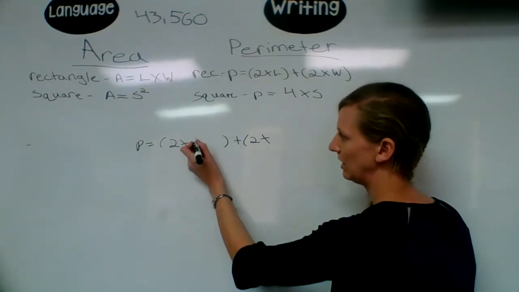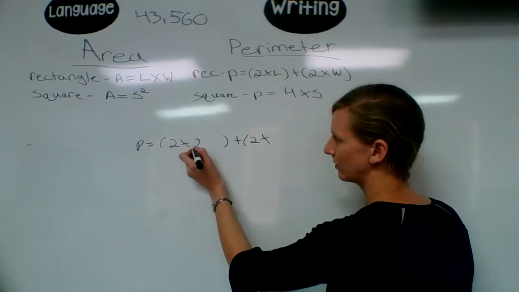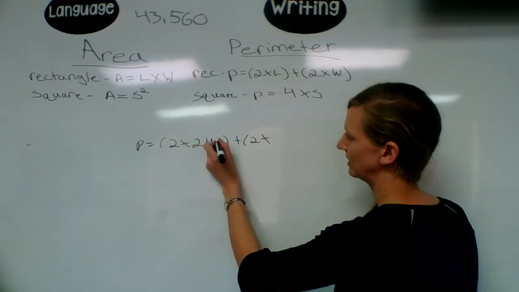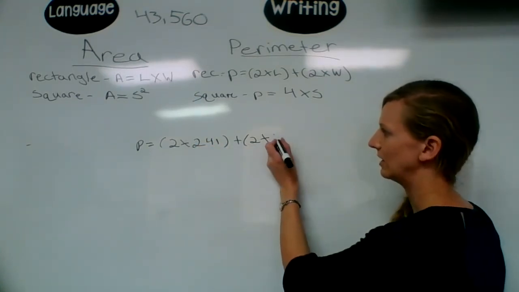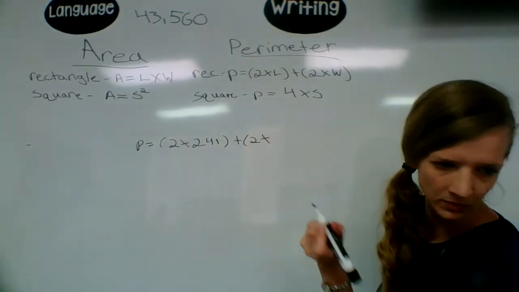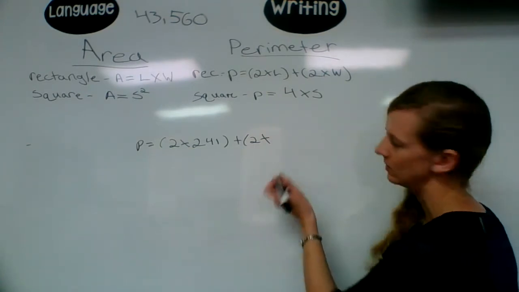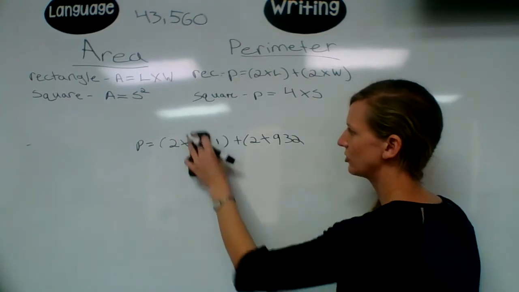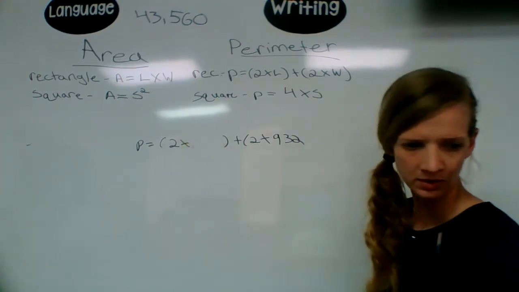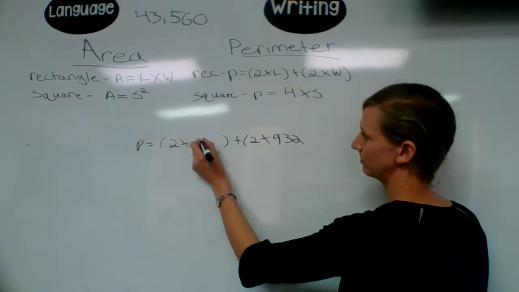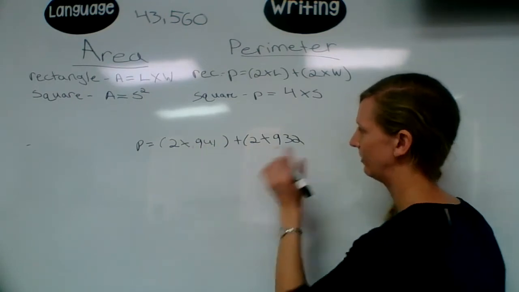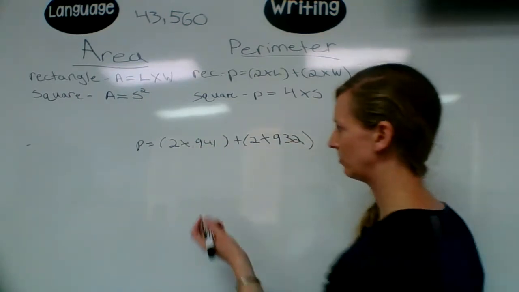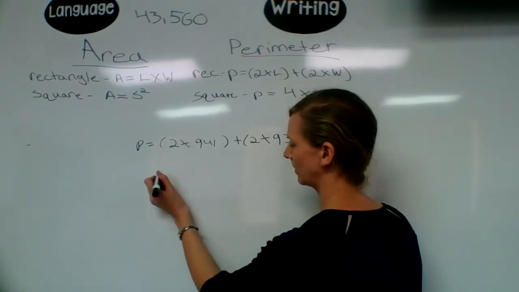your length would be 941 because it's longer. A rectangle is longer than it is tall. Then the width is 932. So 932 and 941. Okay, I don't know if I was saying that wrong, but if I said that wrong, ignore it, but put what I put on the board. And then times it out, okay?